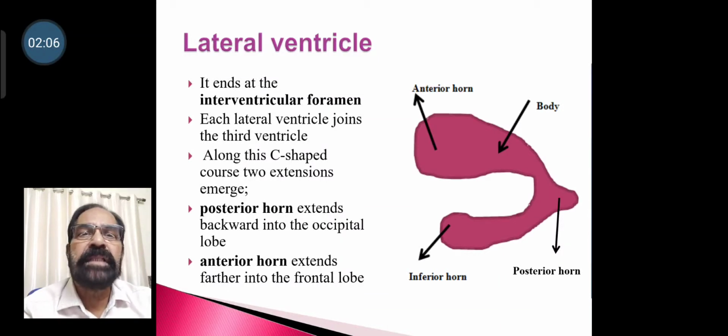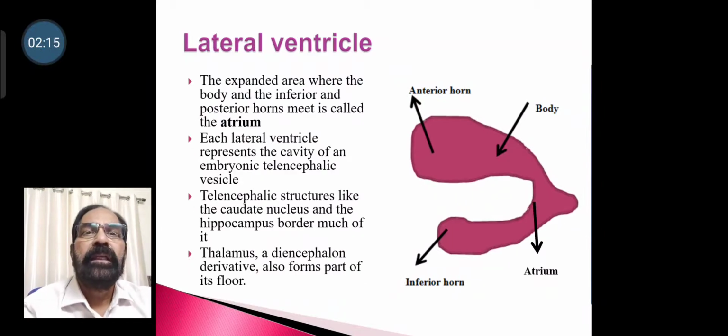Posterior horn extends backwards into occipital lobe. Anterior horn extends farther into the frontal lobe. The expanded area where body and inferior and posterior horn meet is called the atrium. Each lateral ventricle represents the cavity of embryonic telencephalic vesicle. Telencephalic structures like the caudate nucleus and the hippocampus border much of it. Thalamus, a derivative of diencephalon, also forms part of the floor.